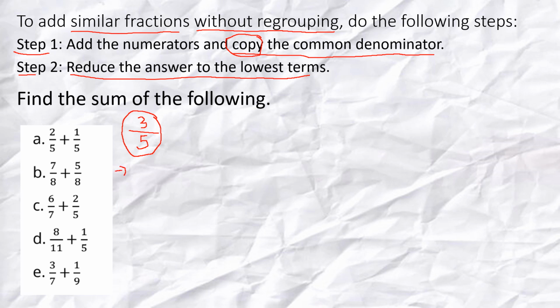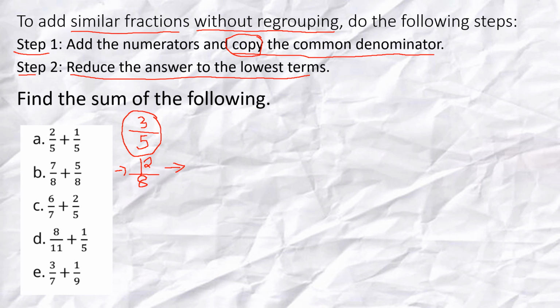Next, 7 over 8 plus 5 over 8. So 7 plus 5 is 12 over 8, which is your denominator. As you can see, we have an answer that is an improper fraction, meaning the number at the top is bigger than the number at the bottom. So we need to simplify this by converting this number into a mixed fraction or a mixed number.